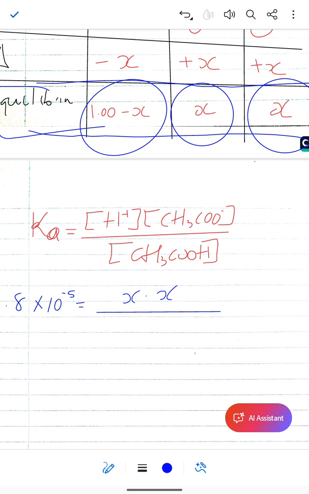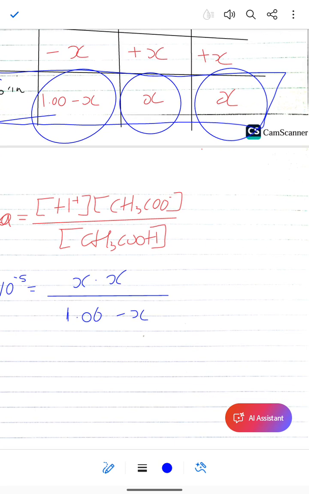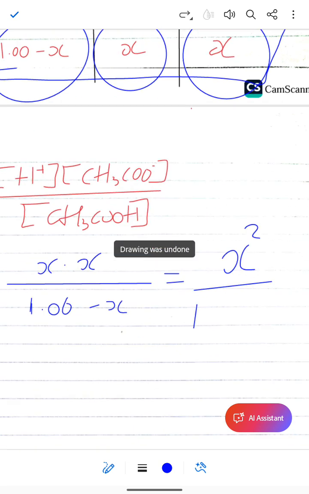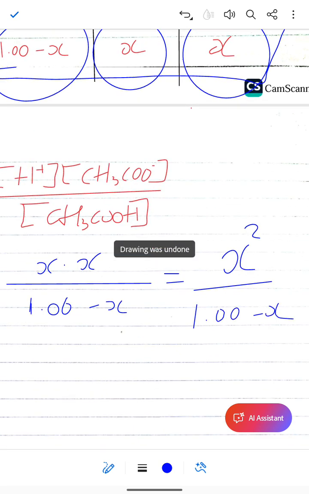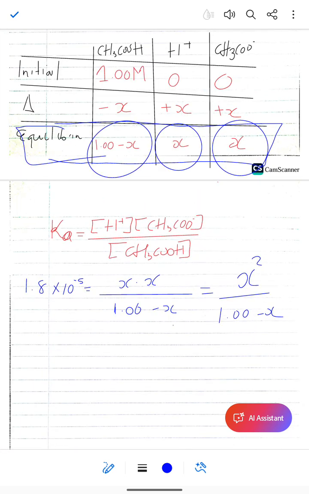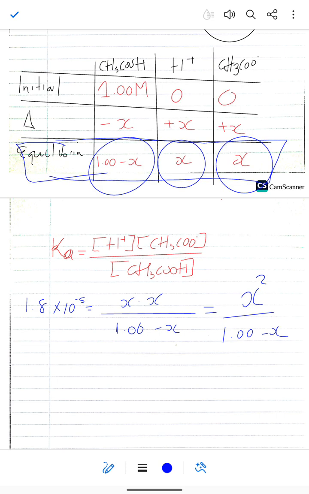And then the concentration of the acetic acid at equilibrium is 1.00 minus x. So the right-hand side will be x squared over 1.00 minus x. And from here, you need to find x. Why do you need to find x? Because you know that from the ICE table, this x is the concentration of the hydrogen ion, and it can help you to find the pH, remember.